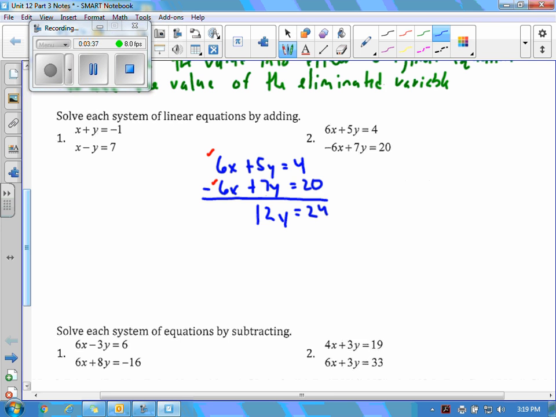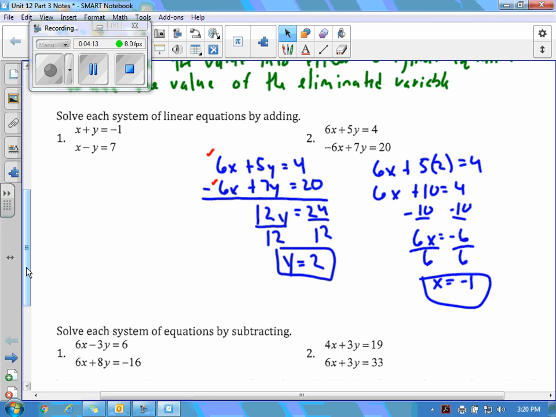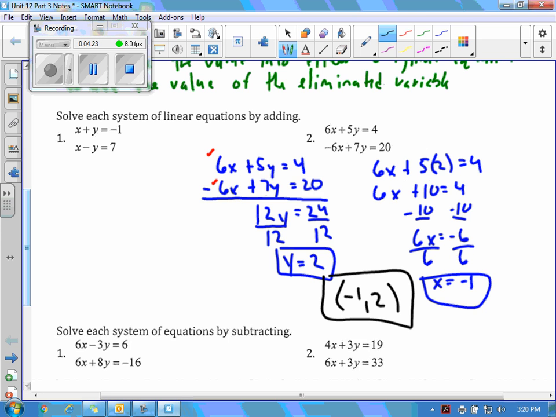So that's my first step. I've eliminated the x. Second step is to solve for the variable that I didn't eliminate. So I'm going to solve for y, and I'll get y equals 2. Third step is to plug that into either of the original equations to solve for the eliminated variable. I'm going to plug it into the top equation, and then I can solve for x, which is what I originally eliminated. So I have y as 2 and x is negative 1. It's a system, so my answer is an ordered pair. In this case, it's negative 1 and 2. So that's my solution.